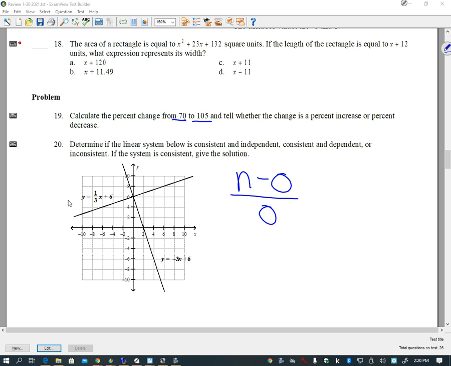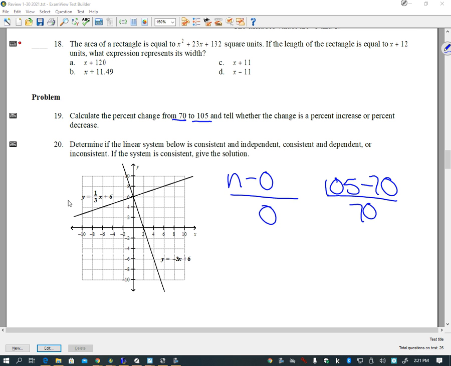So should this be a percent increase or decrease? Increase, right? But if we did it wrong, we would do original minus new, right? We would do 70 minus 105, and we would wind up with a negative even though we're increasing, right? That should tell me, if I stop and think about it, that didn't work. So what we want is new minus original over original. So our new number is 105 minus 70, which is going to give me a positive value, over 70, okay?